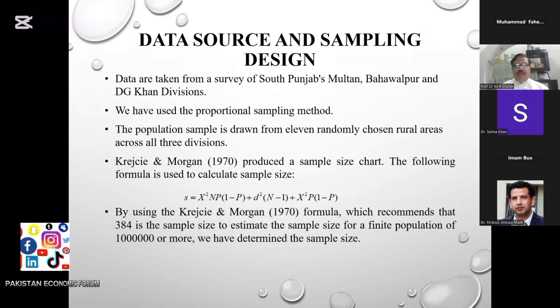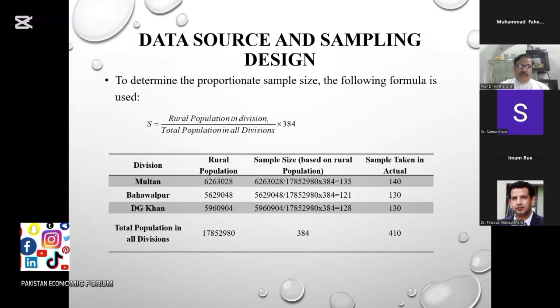We have taken data from South Punjab, from its three divisions: Multan, Bahawalpur, and Dera Ghazi Khan. We know that there are 11 districts in the three divisions, and these three divisions constitute South Punjab. We followed the Krejcie and Morgan formula to determine the sample size, which is 384, and we have done proportionate sampling. And this is how we got the data.